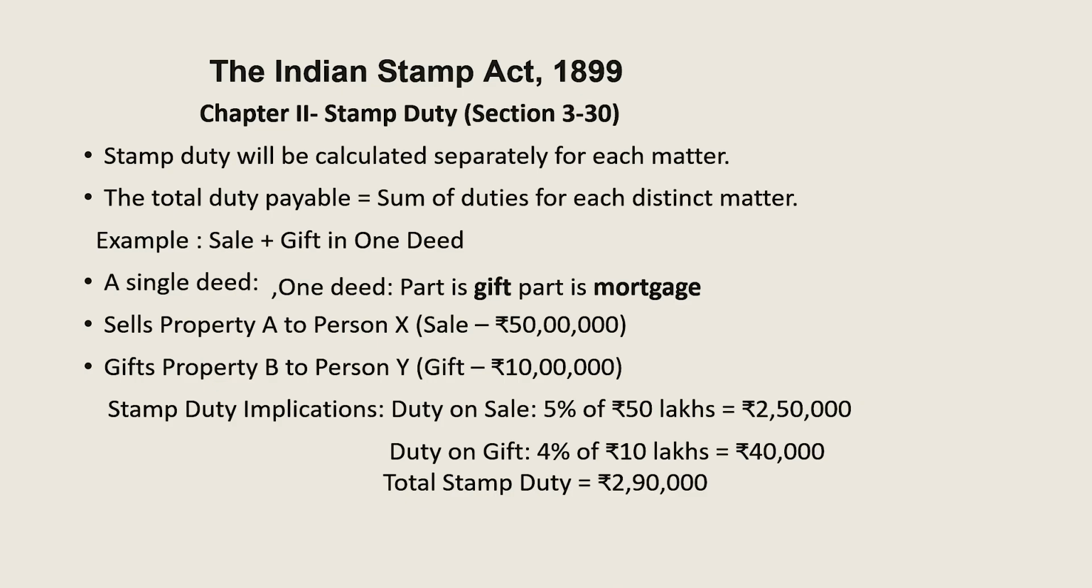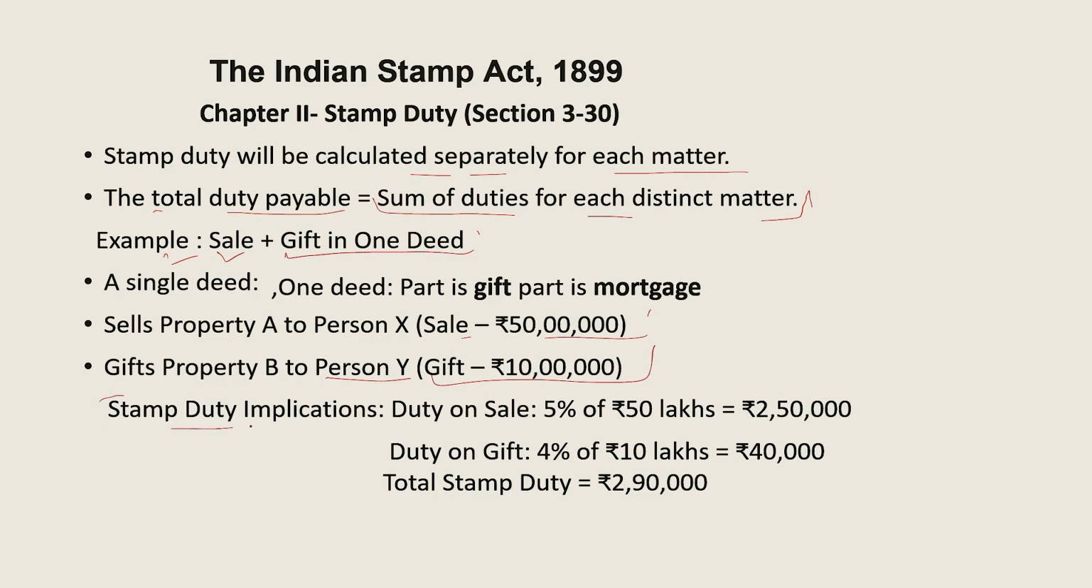Give a look at this example. The stamp duty will be calculated separately for each matter. So the total duty payable is the sum of the duty of each distinct matter. Now see the example, sale plus gift in one deed. A single deed, where one part is a sale and another part is a gift. Sell property A to person X; the sale is of 50 lakhs. Gift property B to person Y; the gift is of 10 lakh.